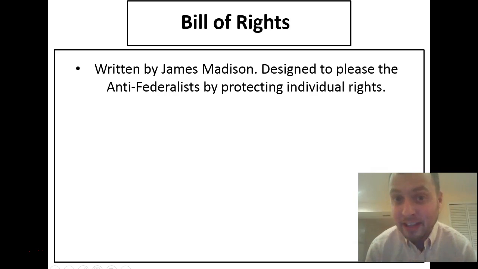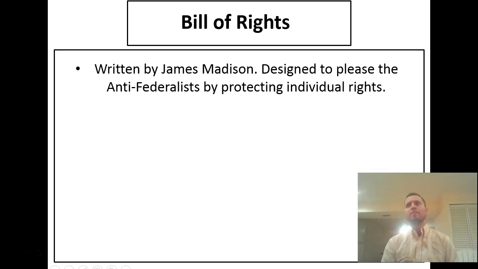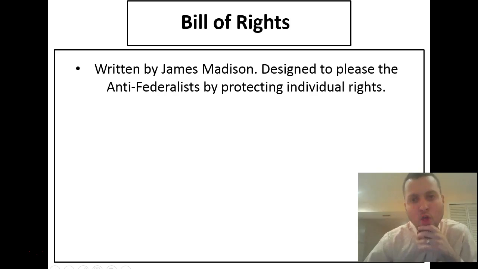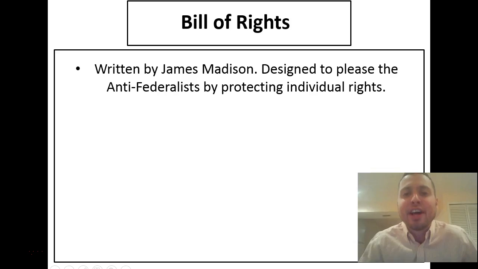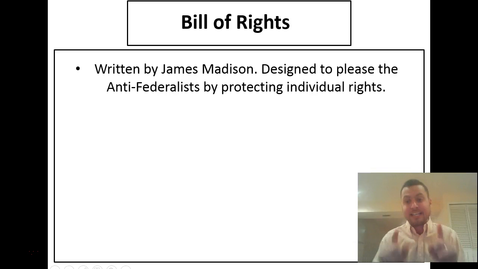We're going to talk about the anti-federalists soon. But let me just say this. They were really afraid of the Constitution because they thought if you strengthen the national government, you take away individual rights. So Jimmy Madison says, hey, I want you to feel good. I'm going to write the Bill of Rights to make you happy. The anti-federalists demanded the Bill of Rights. Say that with me one more time. Say it out loud. The anti-federalists demanded the Bill of Rights. Demanded that they protect individual freedoms.